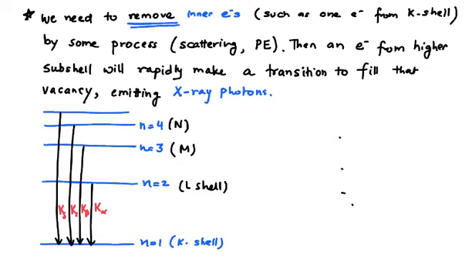And if the transition is taking place from n equals 2 to n equals 1, it's called K alpha. If the transition is taking place from n equals 3 to n equals 1, it's called K beta. And from 4 to 1, it's called K gamma, and so on. So important is that these together are called the K series.